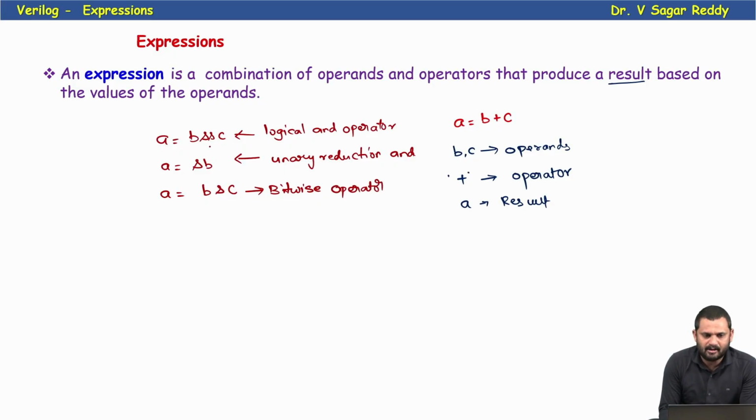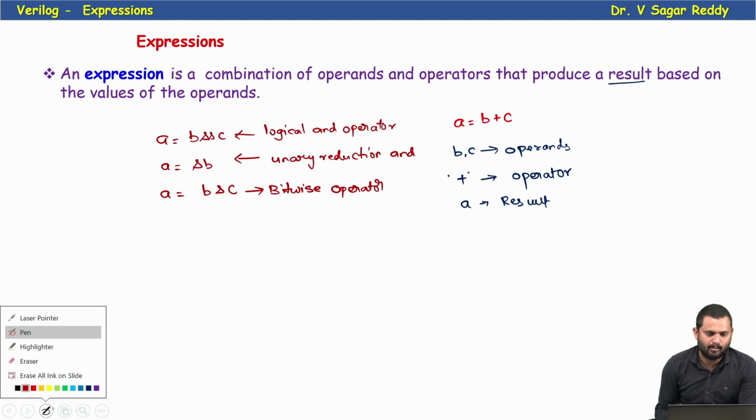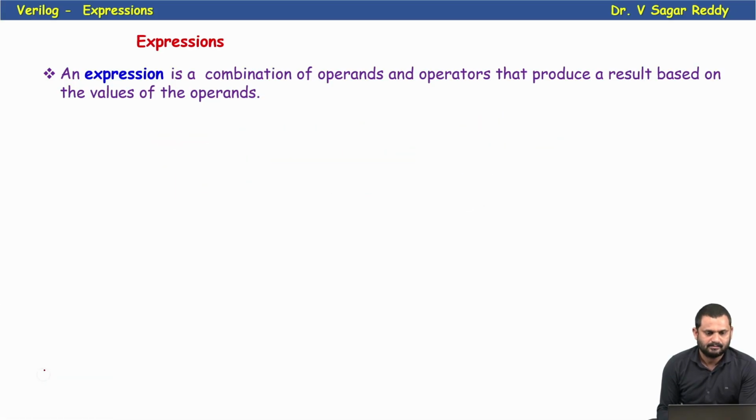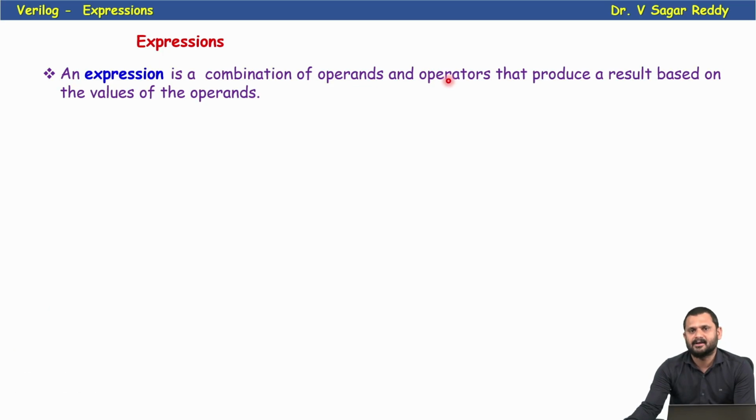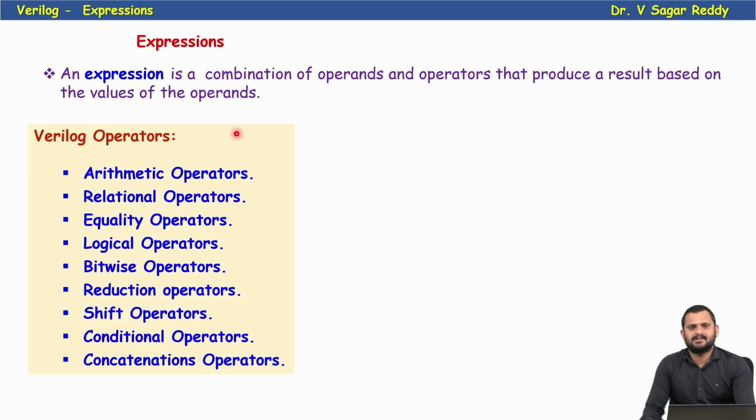So the meaning of this operator varies depending on where we use it in the expression. We will discuss these operators in detail in this video. An expression is a combination of operands and operators that produces results based on the values of the operands. In Verilog, we have various operators like arithmetic, relational, equality, logical, bitwise, reduction, shift, conditional, and concatenation operators.